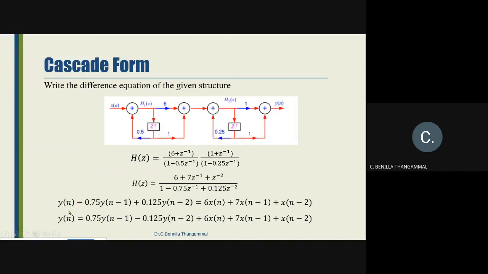So I'll take y of n is equal to something. So what happens is minus 0.5, this minus becomes plus 0.5 y of n minus 1, and minus 0.125 y of n minus 2, 6x of n plus 7x of n minus 1 plus x of n minus 2. So for cascade and parallel, you have to write your H of z, and then from your H of z, cross multiply your Y of z and X of z and take the inverse z transform. You'll get your equations here.